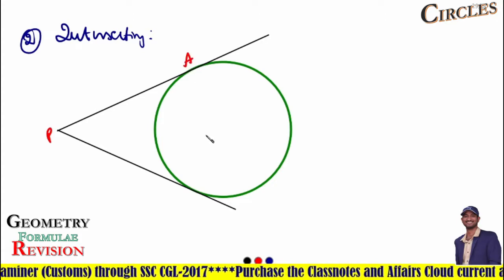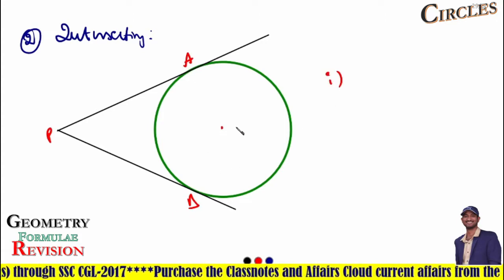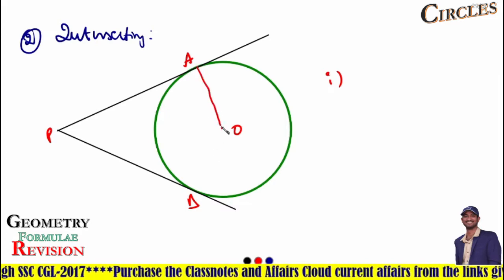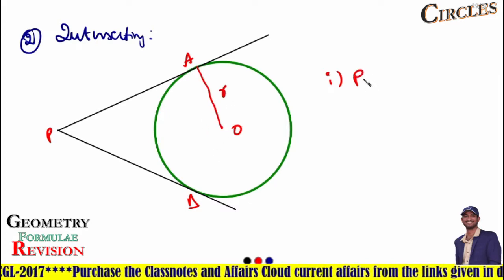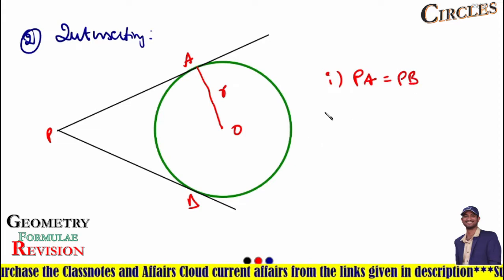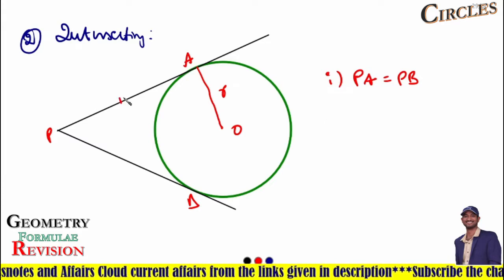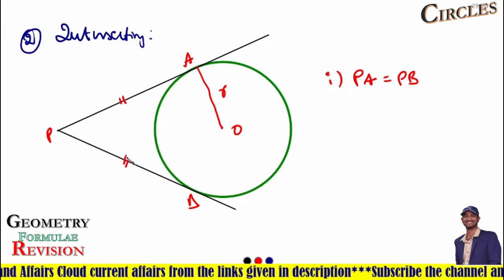PA and PB are two intersecting tangents of a circle with center O and radius R. Then the first point is both the tangents are equal. PA and PB are equal. Tangents drawn from an external point to the circle are always equal.